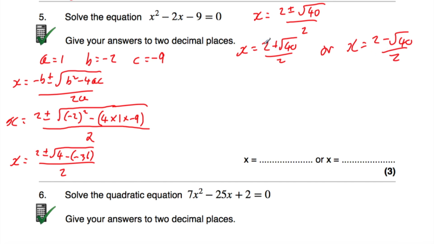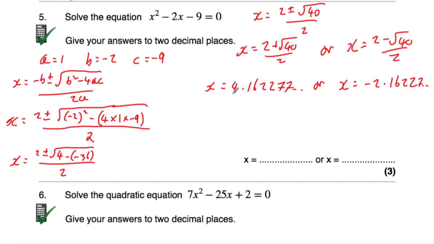Let's work out this one to begin with. So 2 plus the square root of 40 divided by 2 is equal to 4.162277 and so on. Or in this case where we've got 2 minus the square root of 40, so let's change that plus sign to take away or subtract, and that's equal to negative 2.16227 and so on. And we've been asked to give our answers to two decimal places.